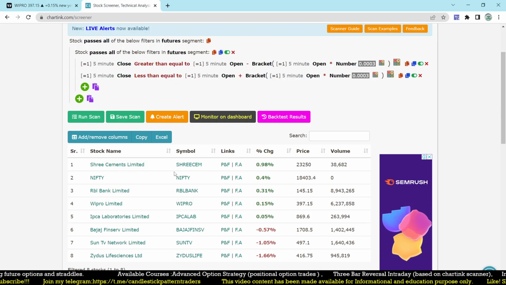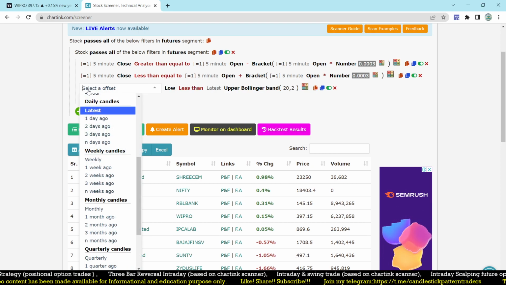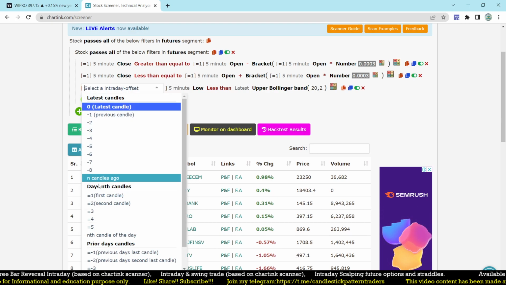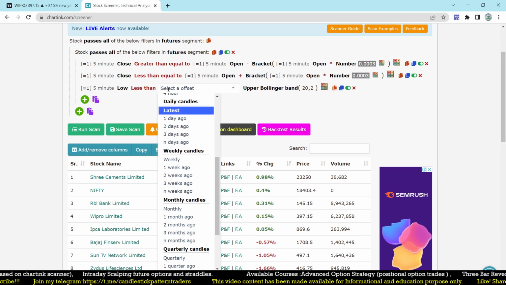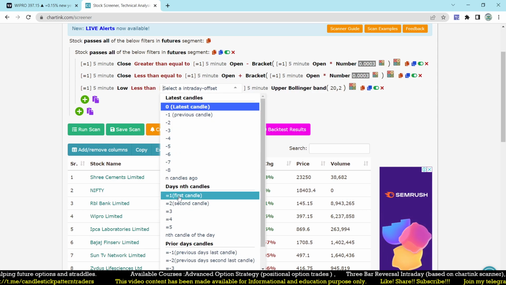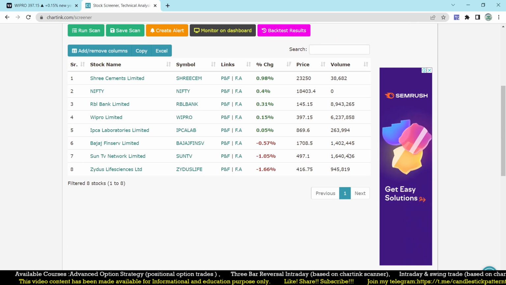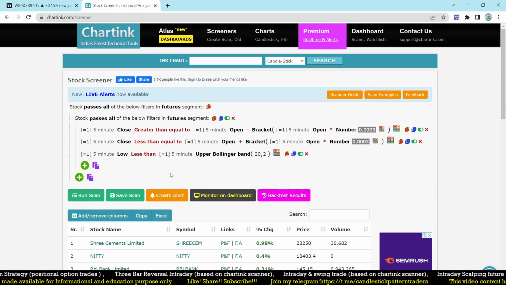What I'm going to find is the doji where it forms at the lower Bollinger Band. Simply we are going to use the low; the low must be less than the lower Bollinger. Let me do the first 5 minutes, going below the 5 minutes. That is the condition we have mentioned here: the first 5 minutes candle which is forming a doji below the lower Bollinger Band.